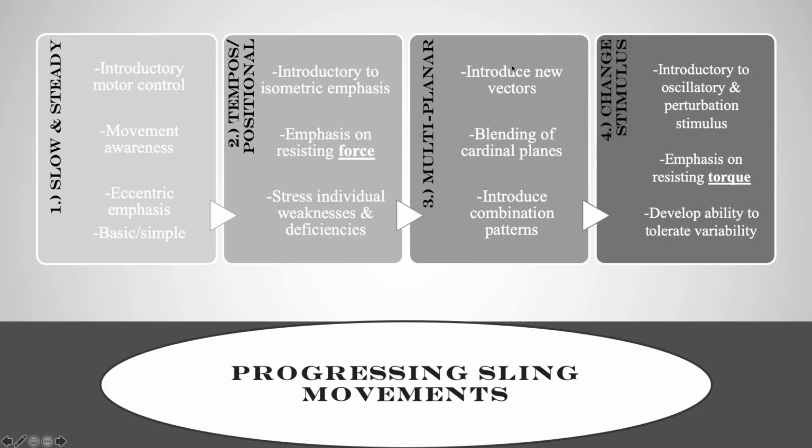So now we're going to introduce some new vectors. We're going to start to blend cardinal planes of motion, and we're going to introduce some combination patterns. This step comes obviously once we become proficient in each individual plane. Now we're going to start to add some new ones. And then finally, we want to change the stimulus. So this is our introduction to oscillatory and perturbation. Again, emphasis on resisting torque here. So now we're adding angles into the mix. And developing an ability to tolerate variability is really the way I look at it.